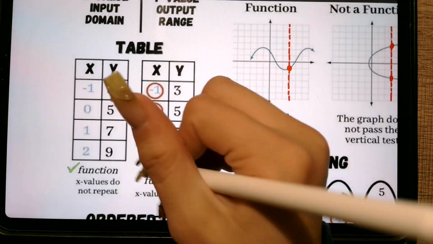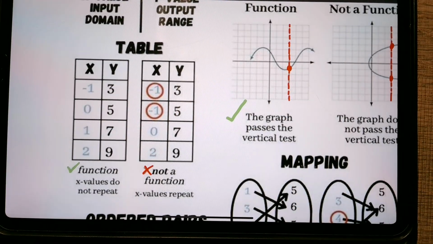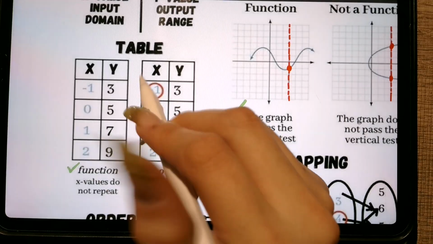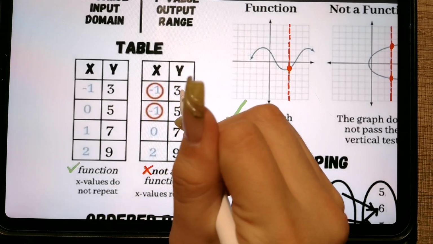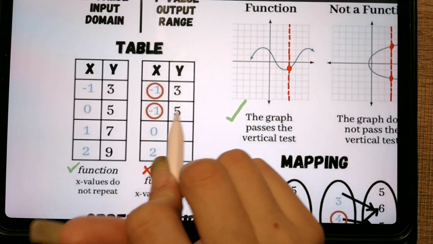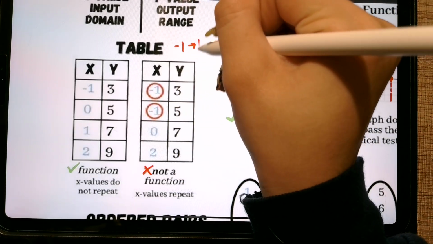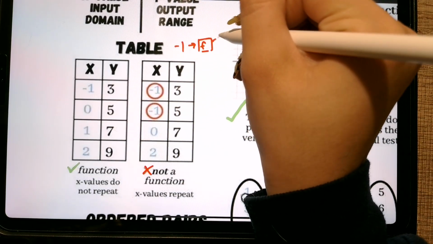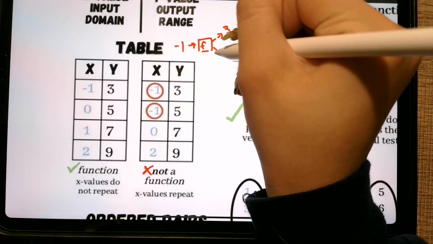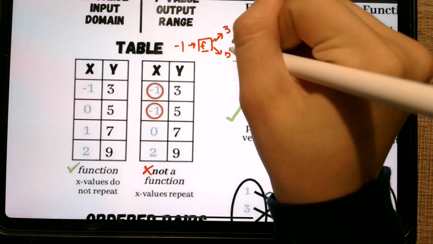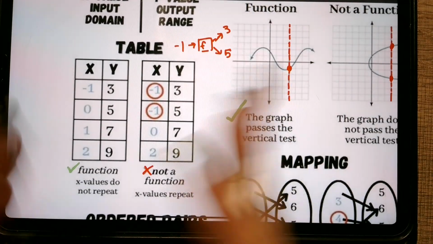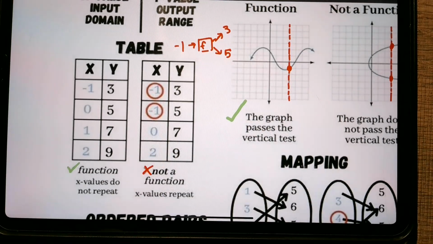That's already a sign of it's probably not a function. And I'm sure it's not a function because -1 outputs 3, but then here it outputs 5. So that's as if -1 was entering into the function machine and outputting a 3 and outputting a 5. And that would just not be a function, right? So this one's not a function.